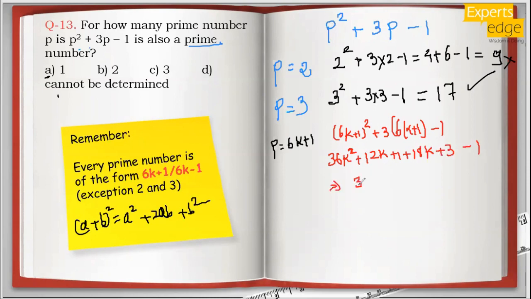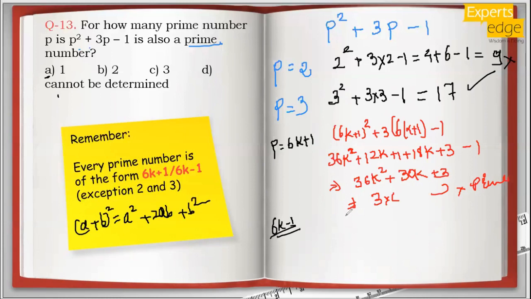So this can be written as 36k square, 12k plus 18k is 30k. This plus 1 minus 1 get cancelled out and what remains is plus 3. So I can take 3 common out of this expression, right? So 3 taken common out. So for sure this number will not be a prime number. So I got a surety that any value of the form 6k plus 1 for p will not yield me a prime number. If I take a case of 6k minus 1, what will happen in that case?